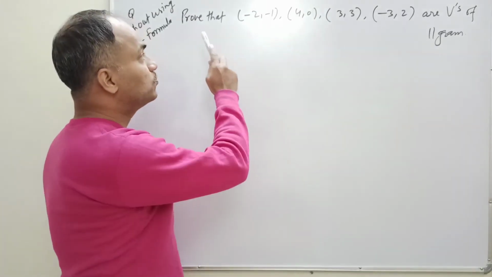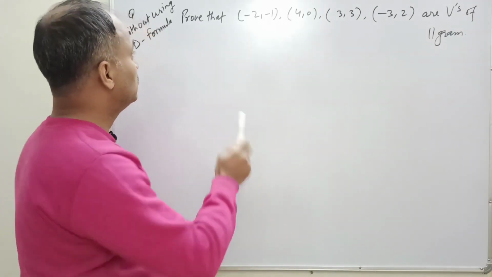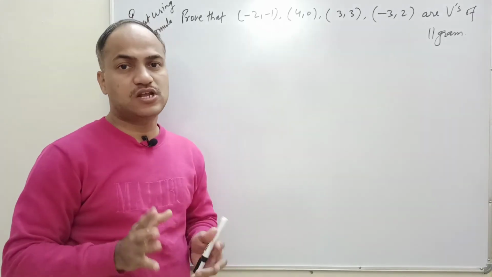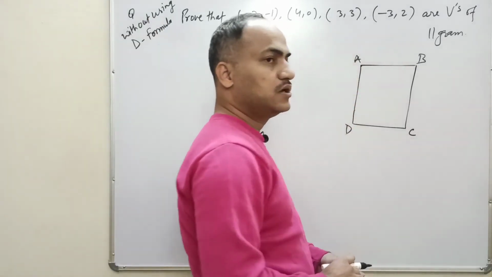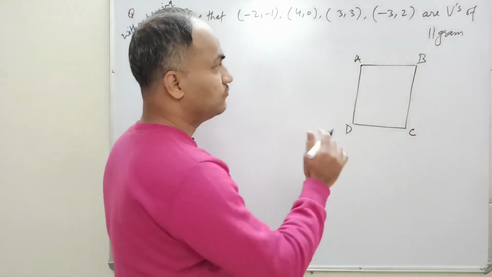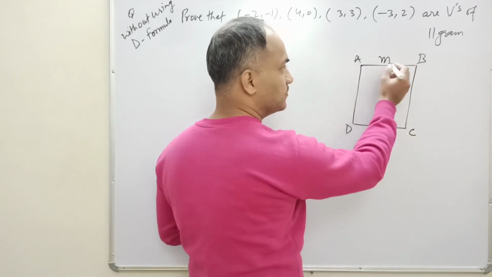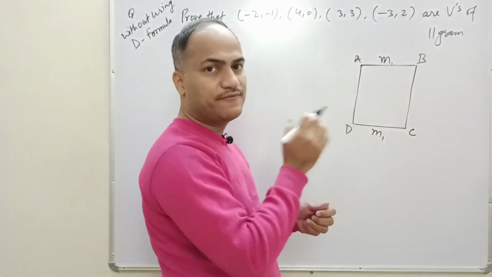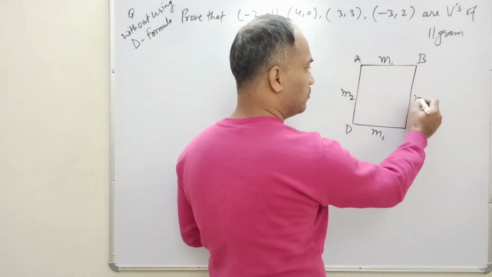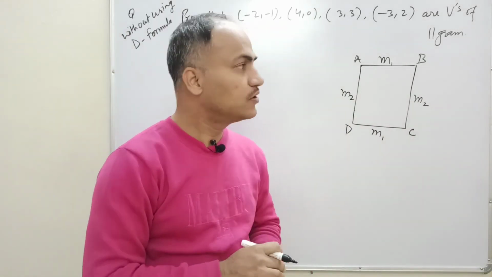In this question we have to prove that these are the vertices of a parallelogram, but we are not supposed to use the distance formula. Okay, we do not have to use the distance formula in this question. Suppose this ABCD is a parallelogram. In that case, what will happen? The slope of AB and CD will be same. Suppose it is M1, so it will also be M1. If the slope of AD is M2, then slope of BC will also be M2. This is the main condition we can apply here.